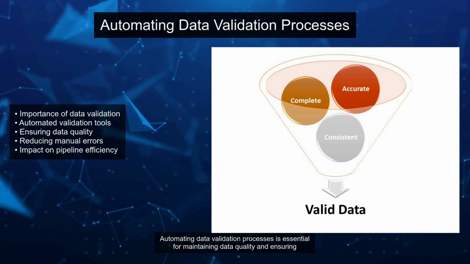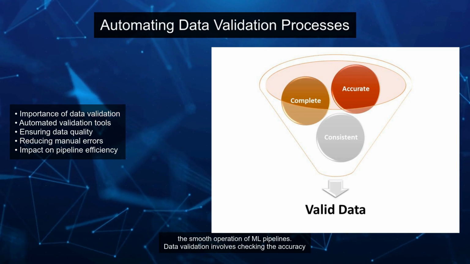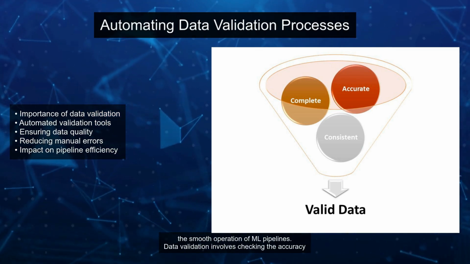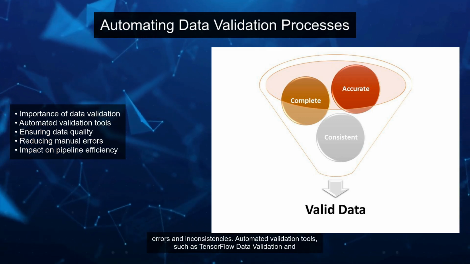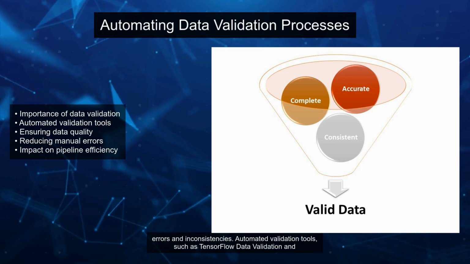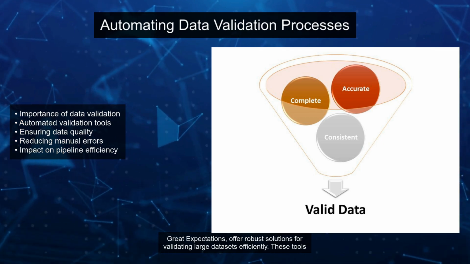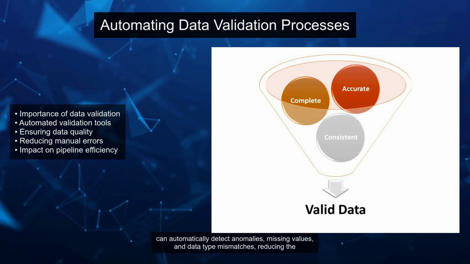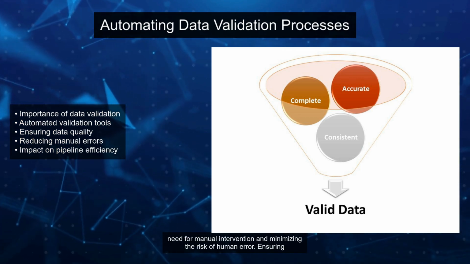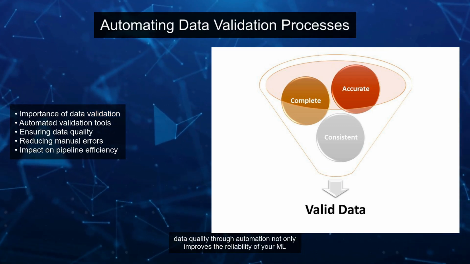Automating data validation processes is essential for maintaining data quality and ensuring the smooth operation of ML pipelines. Data validation involves checking the accuracy and quality of data before it's used in processing, helping to prevent errors and inconsistencies. Automated validation tools, such as TensorFlow Data Validation and Great Expectations, offer robust solutions for validating large datasets efficiently. These tools can automatically detect anomalies, missing values, and data type mismatches, reducing the need for manual intervention and minimizing the risk of human error.